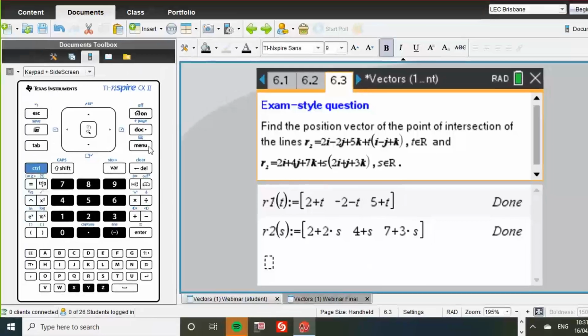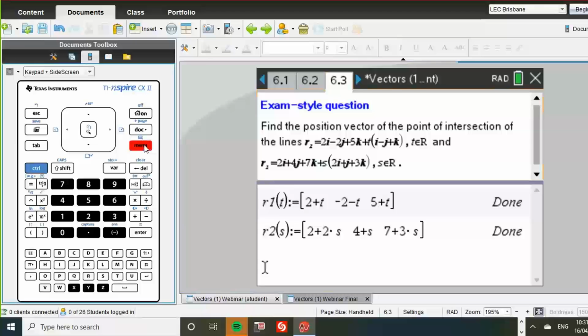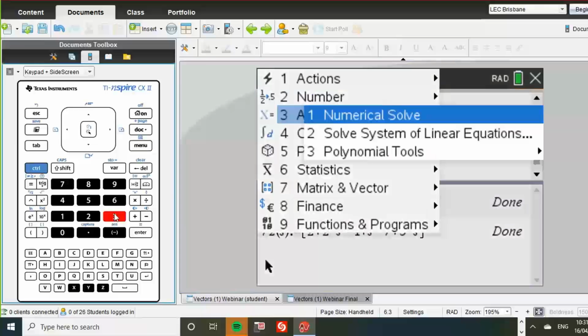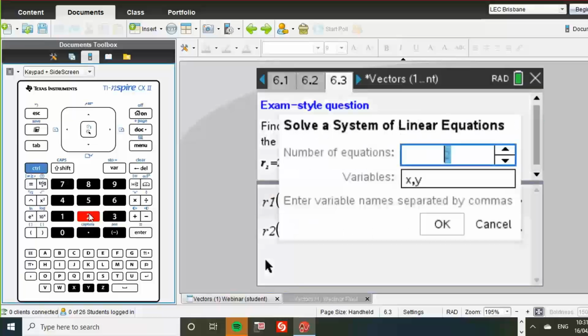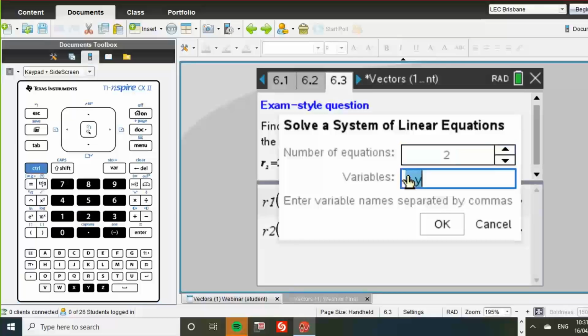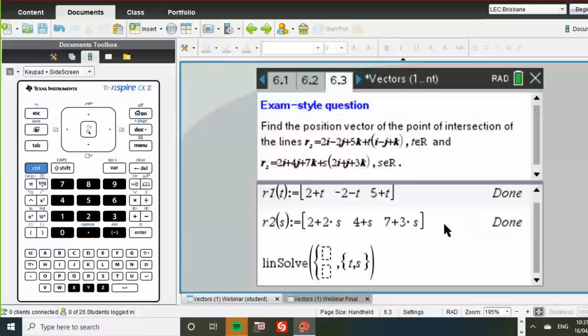So what we're going to do is use simultaneous equations. If we press Menu, 3 for Algebra, and then 2 for Solve Systems of Equations, we want to solve two equations, and our variables are t, s. Press OK or Enter. So we've got our template set up.